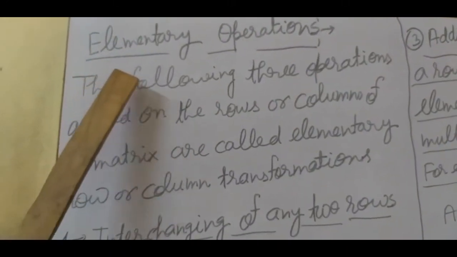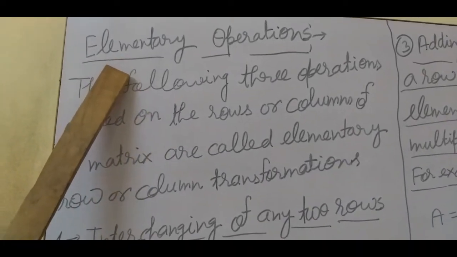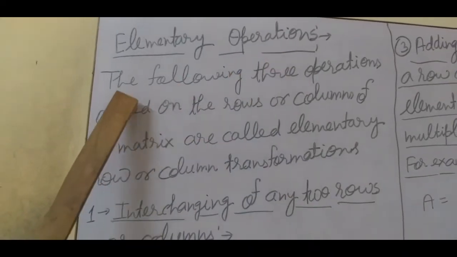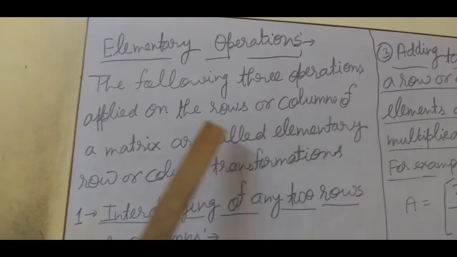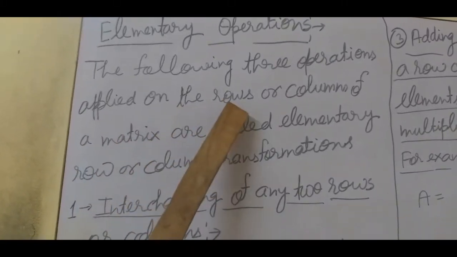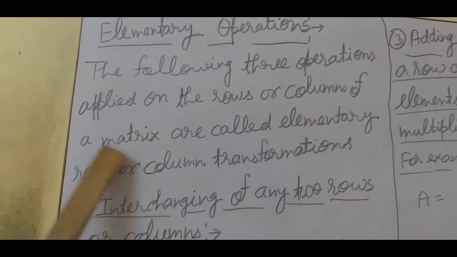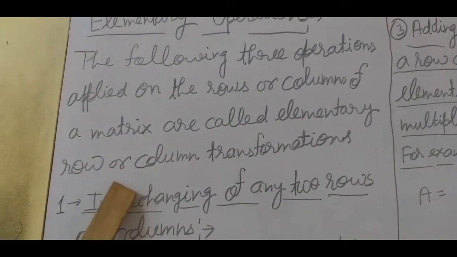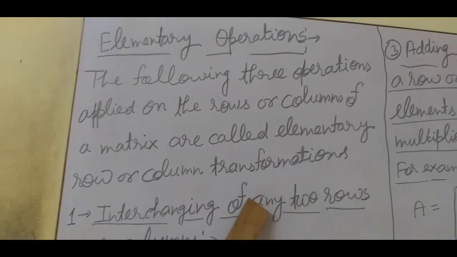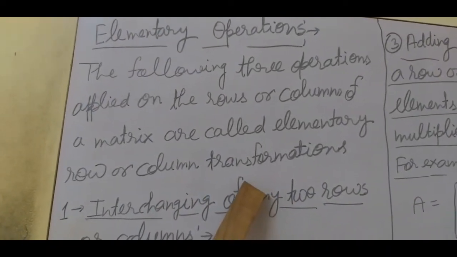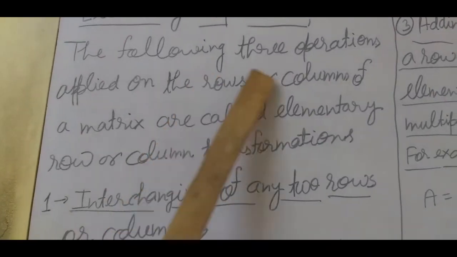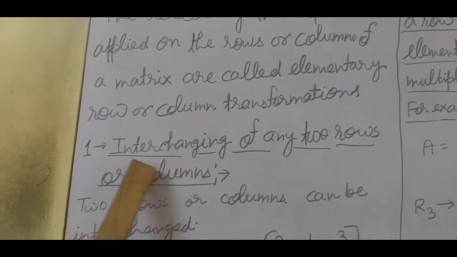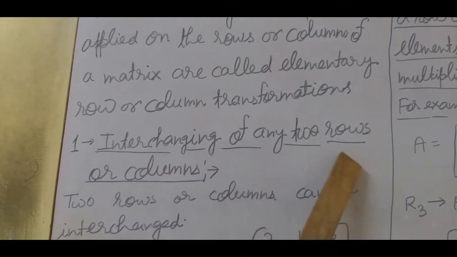Students, today I am going to start a new topic of matrix. It is elementary operations. The following three operations applied on the rows or columns of a matrix are called elementary row or column transformations or operations. Okay, students. So what are the three operations? Take one by one. First one, interchanging of any two rows or columns.